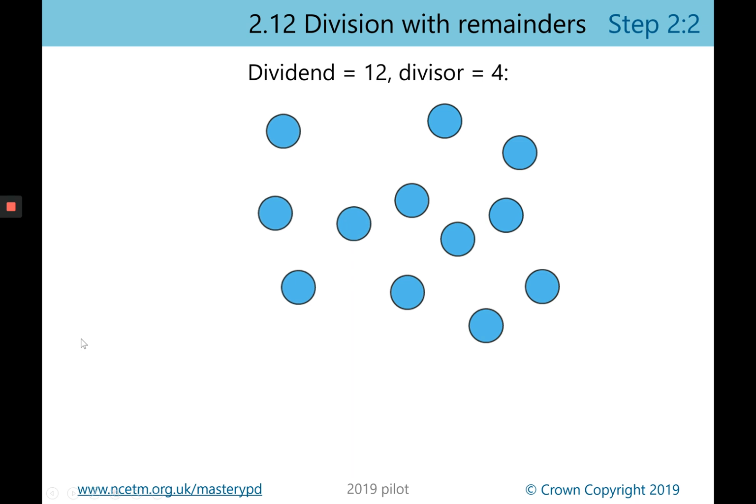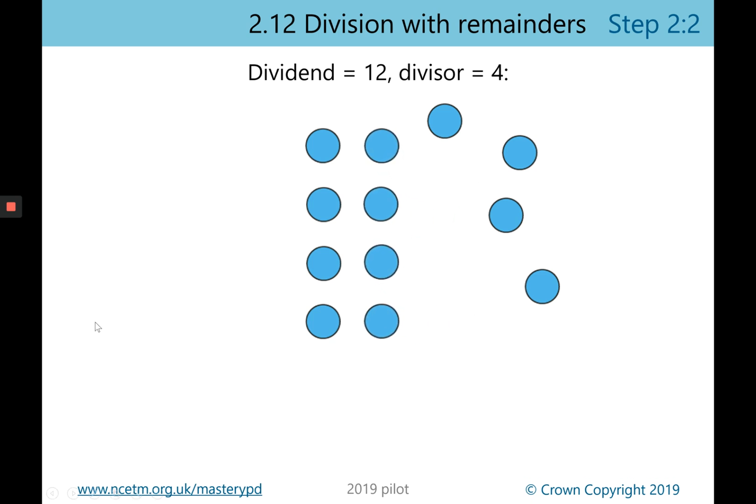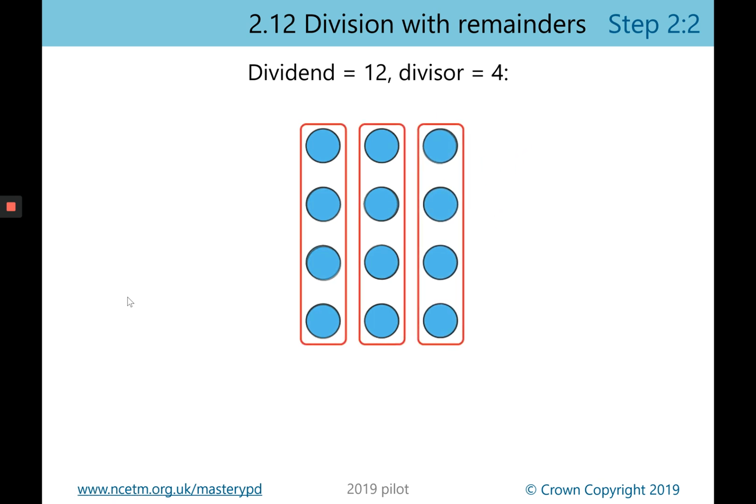What I'm going to do is move these counters into groups of 4. So I've got one group of 4, I'm going to make another group of 4 and another group of 4. So if we were writing that, we would say 12 divided by 4 equals 3, or 12 divided into groups of 4 is equal to 3. That's a nice, easy one to start because there are no remainders.